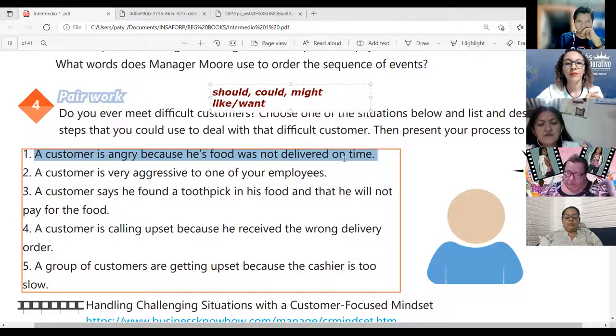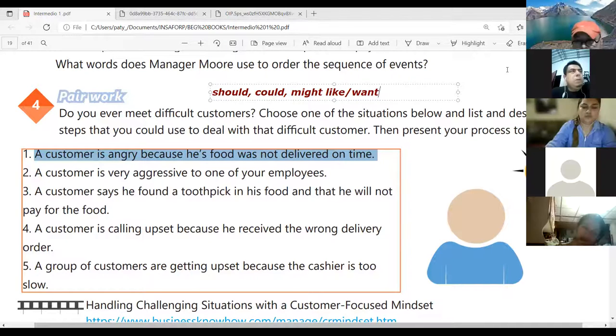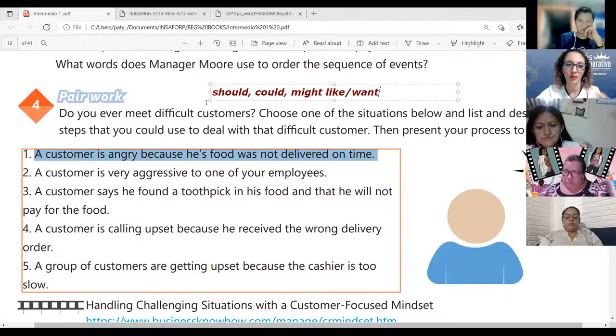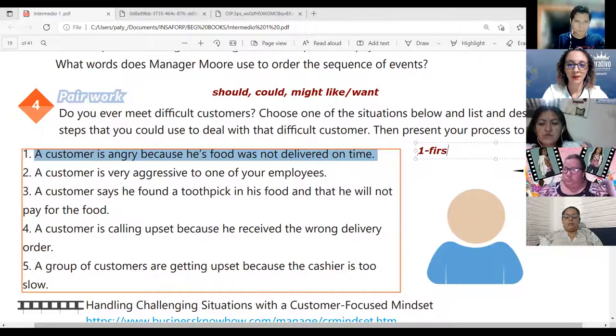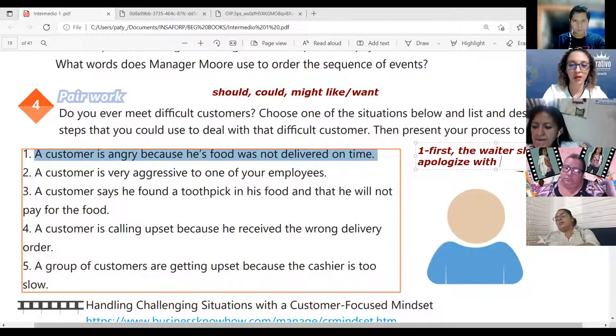Okay. In my case, yo diría que el primer paso es to apologize, disculparse, porque el customer siempre tiene la razón, right? Okay, so I will say, number one, son 5 steps. First, okay, aquí está mi sequence word. First, the waiter should apologize with the customer. Okay, so to me, that is the first step.